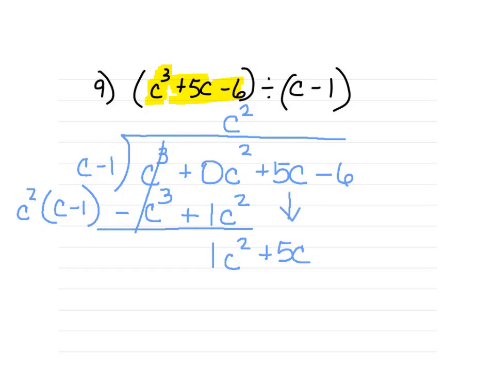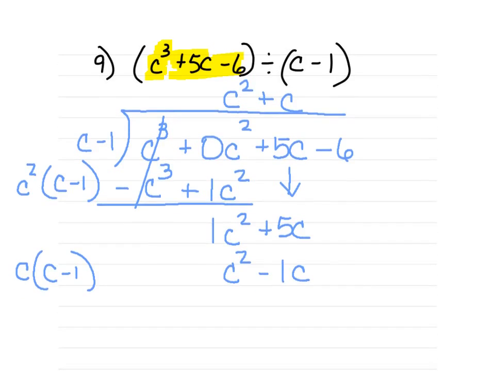Okay, now I ask myself, how many times does c go into 1c squared? And it's positive 1c, or just c. Now let's distribute c times c minus 1. C times c is c squared. C times negative 1 is negative 1c. Again, because I'm subtracting, let me change all the signs and I'll add. So here we go. C squared minus c squared cancels out. Plus 6c. And let's bring down the negative 6.